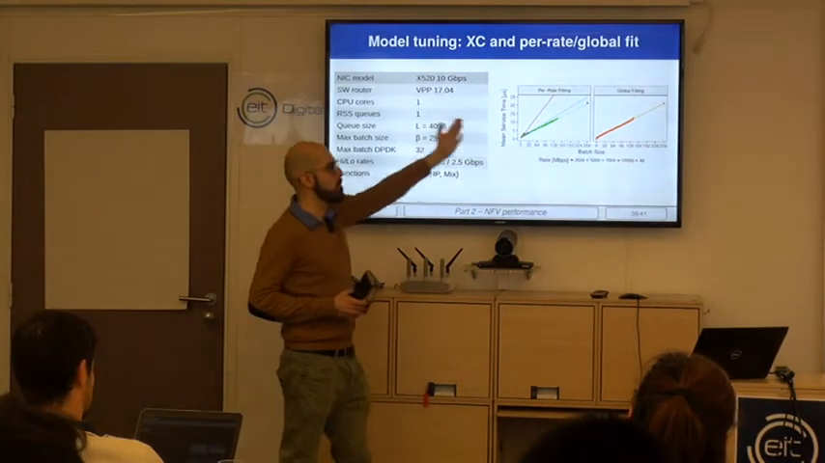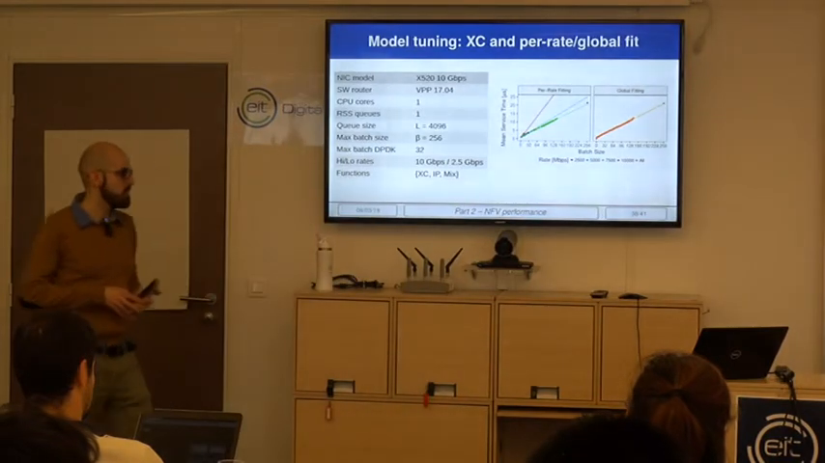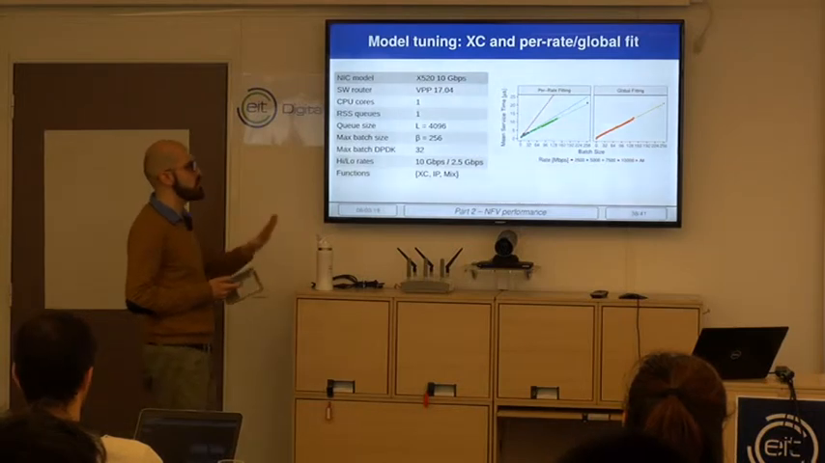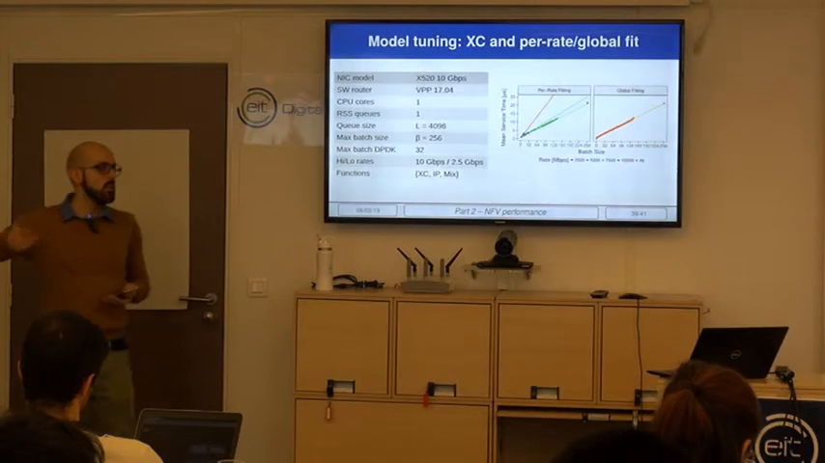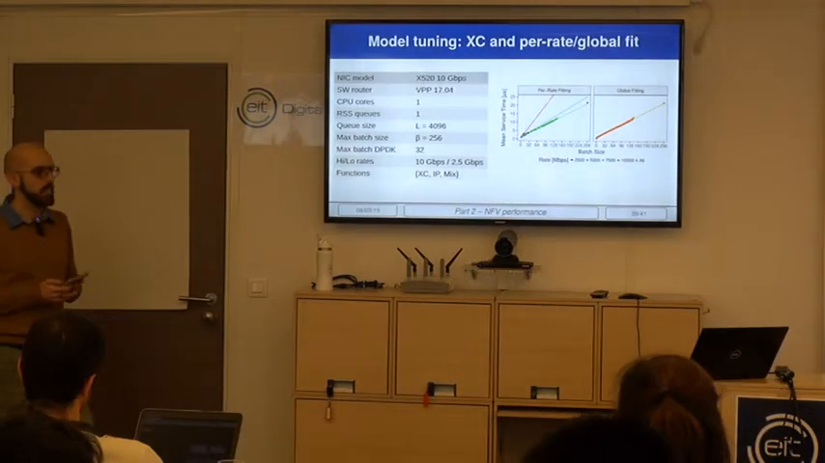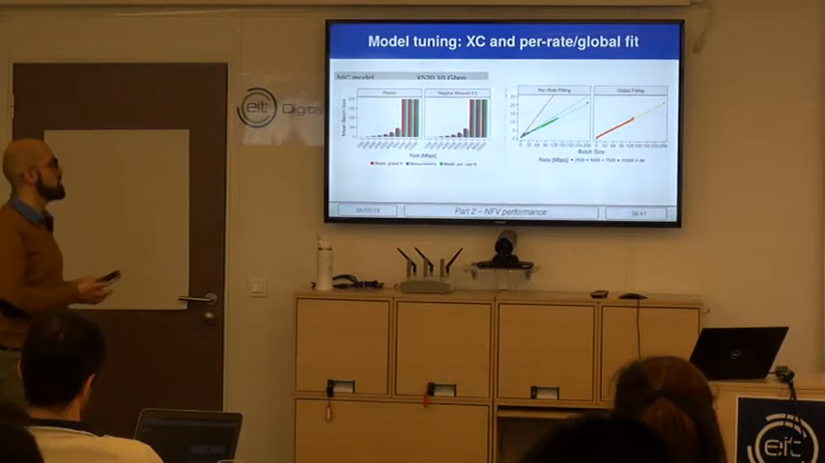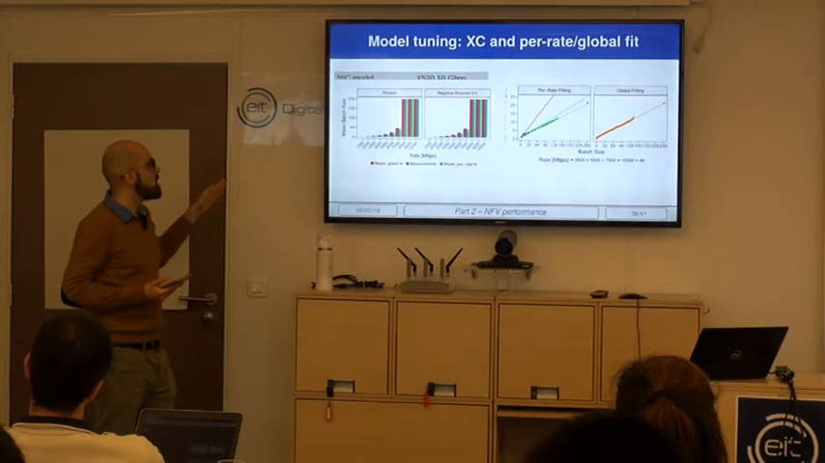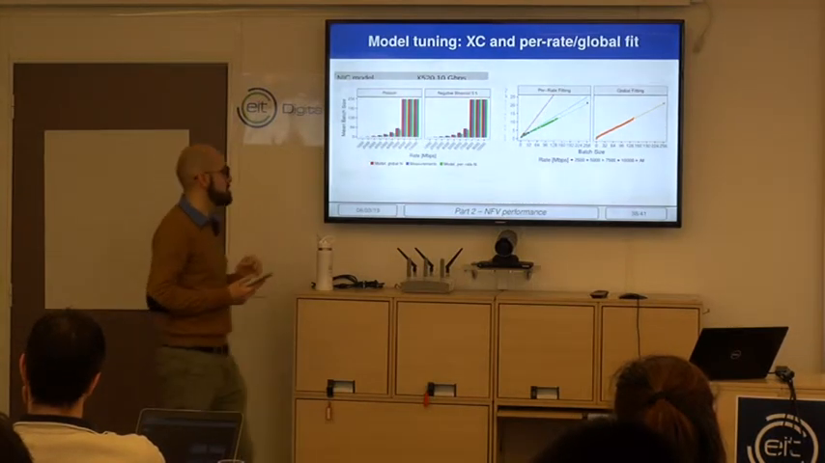So we just opted for a global fitting, so we do not consider at all the difference in the input rate. We just consider all the measurements taken at different rates in a single fitting procedure. And we show you here that for two different arrival processes, our mean batch size is exactly what we are expecting.